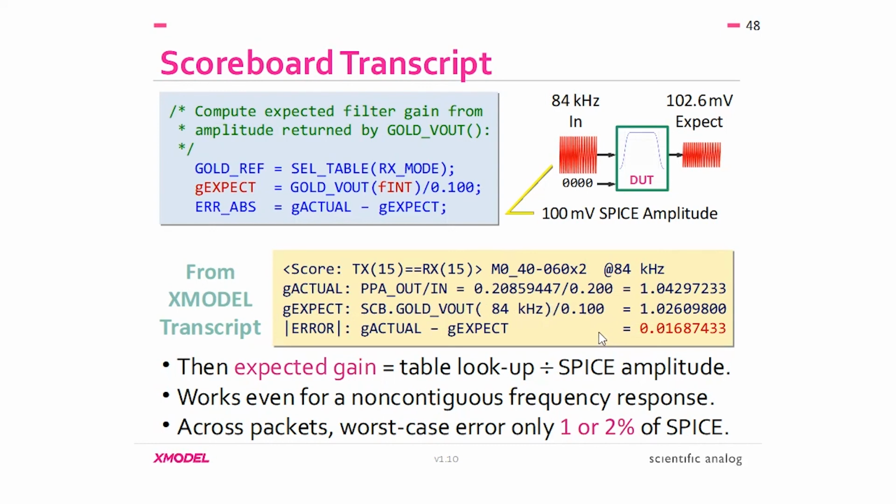So during this entire run, the worst case discrepancy between the X model value for the filter output and the HSpice value was less than 2%.